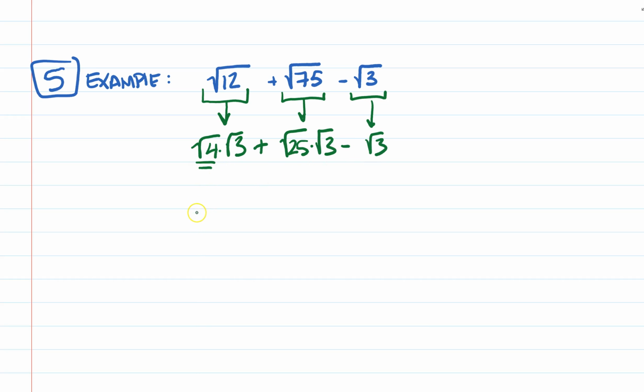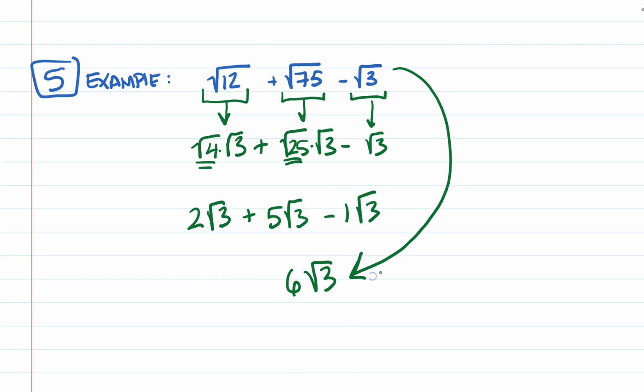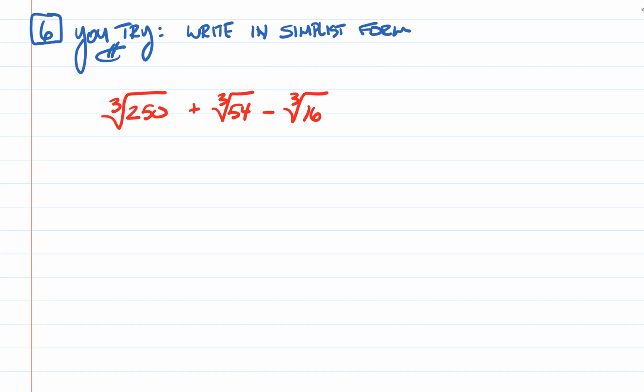Okay, 4 is going to be my largest perfect square inside 12, so that's going to be 2 radical 3. 25 is going to be 5 radical 3. And then minus 1 radical 3. Now I have like radicals because I have the same index and the same radicand. So 2 and 5 make 7. 7 minus 1 gives me 6 radical 3. So this whole expression breaks down to 6 radical 3. That's a much more interesting example for us. Okay, box 6, here's another You Try. I want you to do the same thing that I just did in example 5, or box 5.